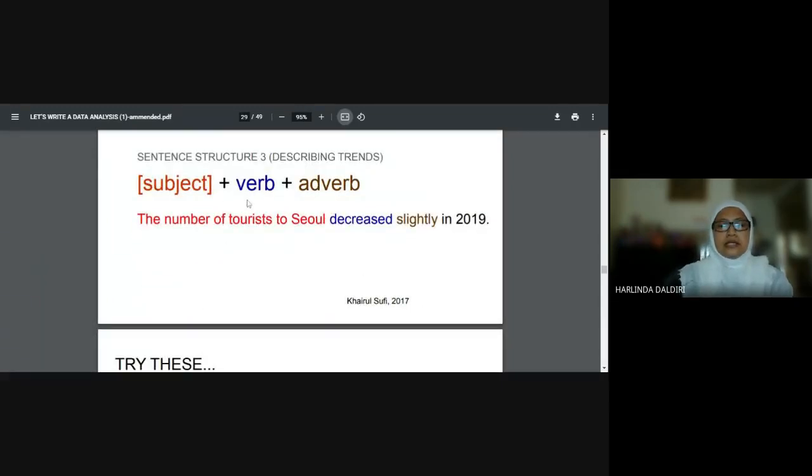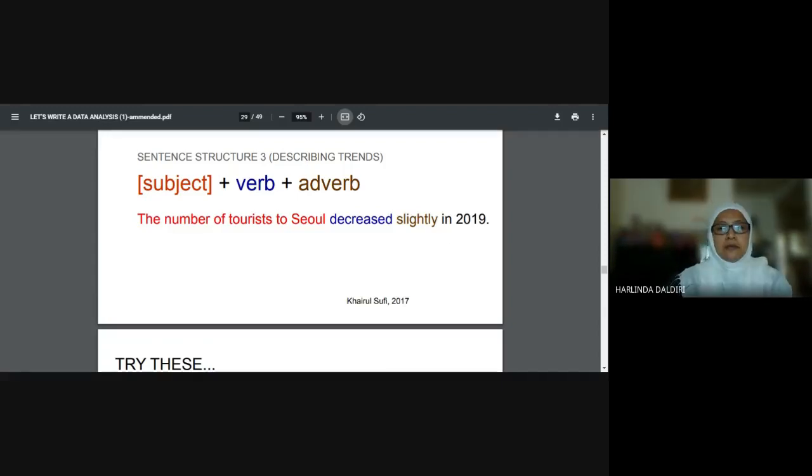Okay, the structure is subject plus verb, decreased, plus adverb. As mentioned by Madam Azura, if you remember, most of the sentences when you are given the year should always be in the past. You must use past tense because they have already been in the past. So: decreased slightly in 2019.